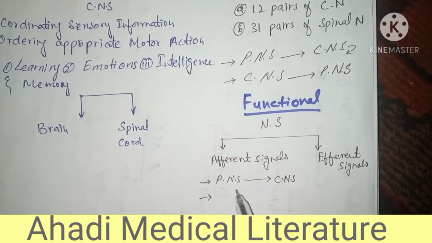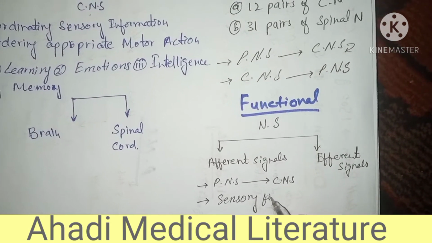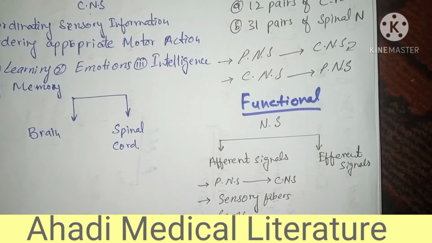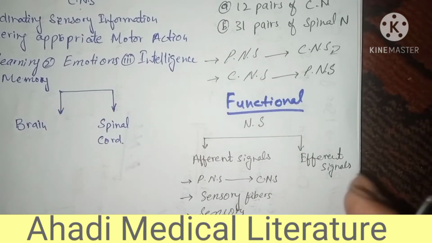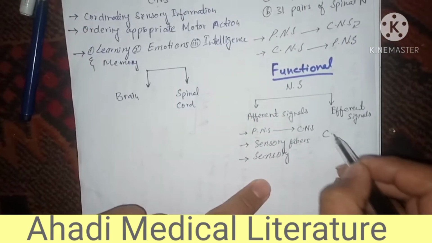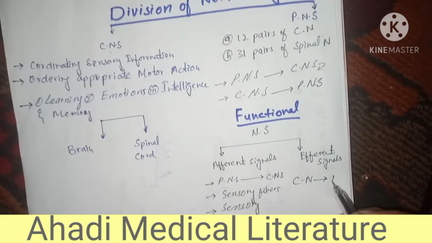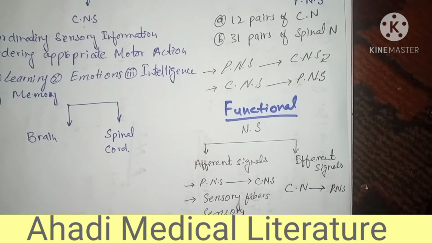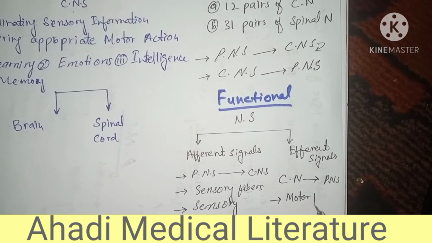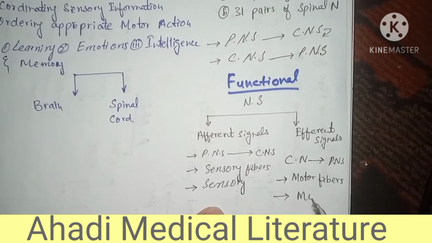So these consist of sensory fibers. So these are sensory. And the efferent goes from the CNS to the peripheral. These consist of motor fibers. So they are motor.